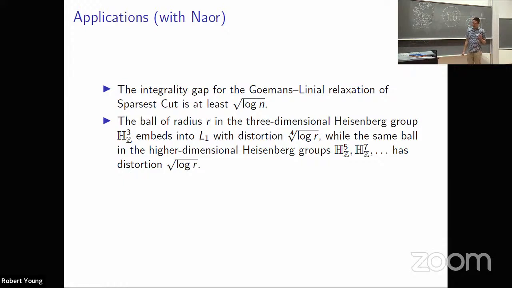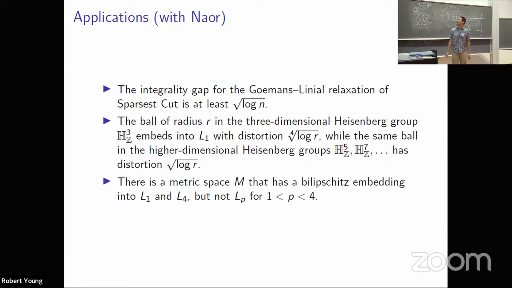And as a consequence, if you compare the estimates for L1 and the estimates given by the previous theorems about embeddability into L2, it's different. The 3-dimensional Heisenberg group embeds in L1 with distortion on the order of 4th root log r, but it embeds in L2, in Hilbert space, with distortion on the order of square root log r. It embeds better in L1 than it embeds in L2. And that lets us construct a metric space based on the 3-dimensional Heisenberg group that embeds Lipschitzly into L1 and L4, but not into any Lp space in between.